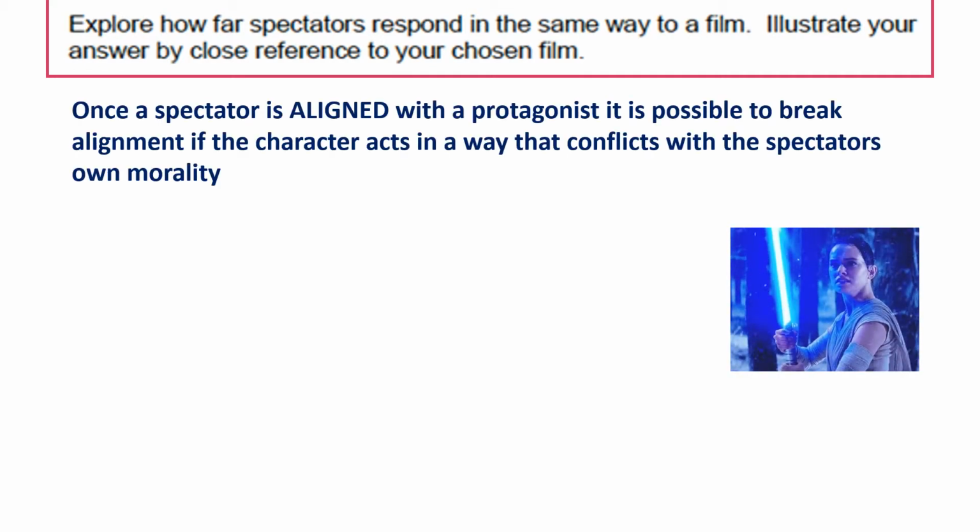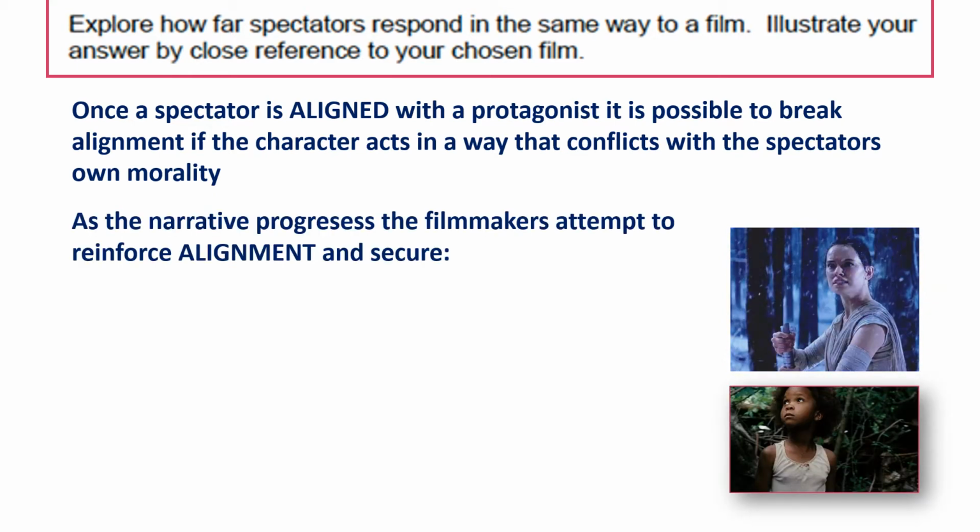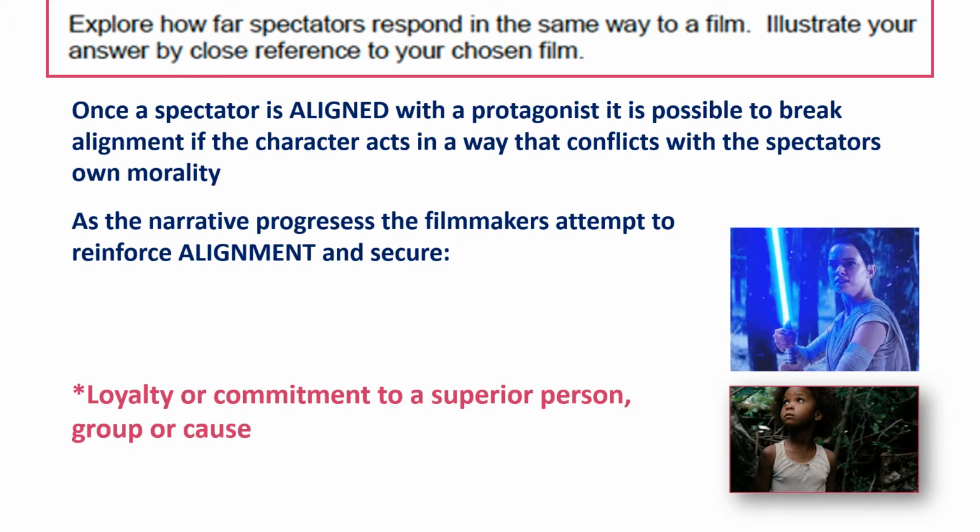Okay, so once the spectator's aligned with the protagonist, it's possible to break that alignment if the character acts in a way that conflicts with the spectator's own morality. So for example, a character you align with is presented with a moral decision. The example we'd be using in this lesson is in The Force Awakens, where Rey, early on in the film, is given a moral choice. Are you going to trade BB-8 for food? So that's quite a selfish motivation. If she chooses yes, then that tells us a lot about the character, and maybe it can break alignment. The fact that she gives away the food to protect the robot friend she just made shows us that she's morally good, and that makes us align with her more than the other decision.